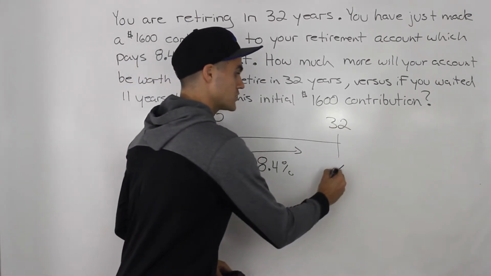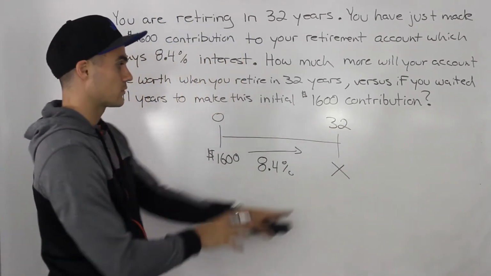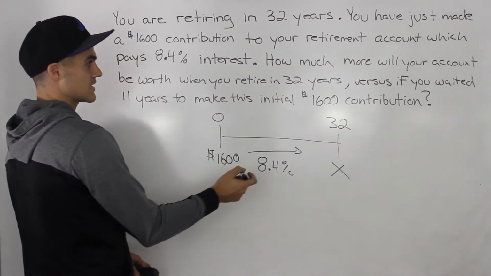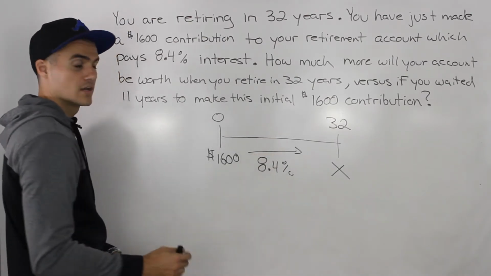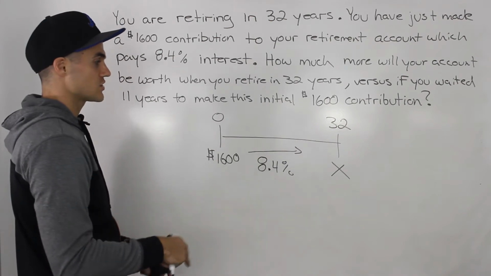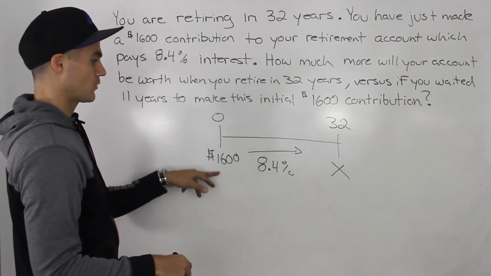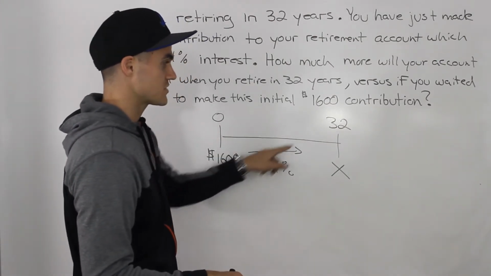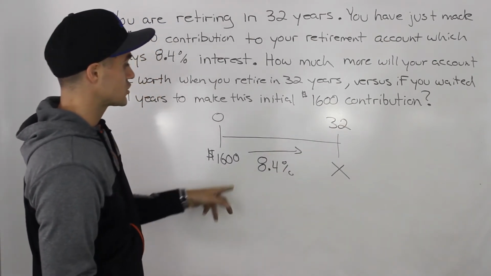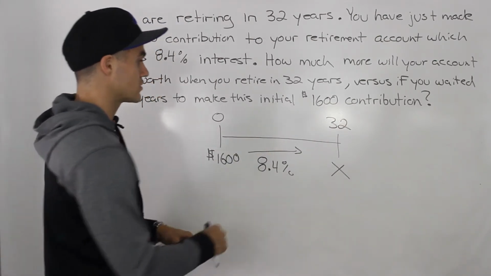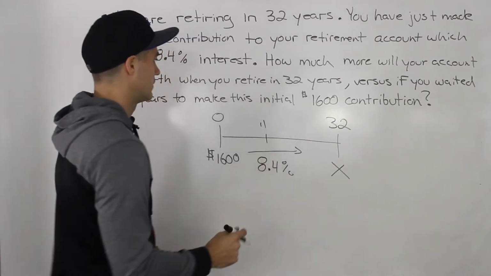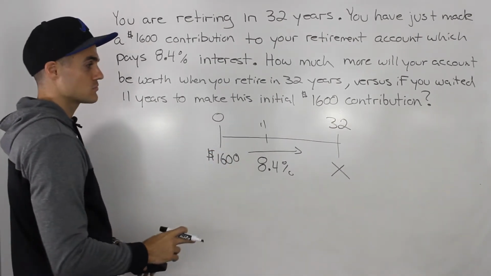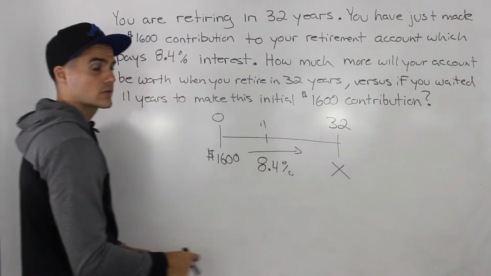So we have to find out how much the account is going to be worth in this scenario when we retire in 32 years, versus if you waited 11 years to make this initial $1,600 contribution. So we're going to have to make two future value calculations. One in this scenario where we invest the $1,600 in time zero, future value it by 8.4% for 32 years. And another calculation where we invest this $1,600 in time 11. Right? So instead, what if we waited 11 years to make that $1,600 contribution? What's the difference in the future value going to be?